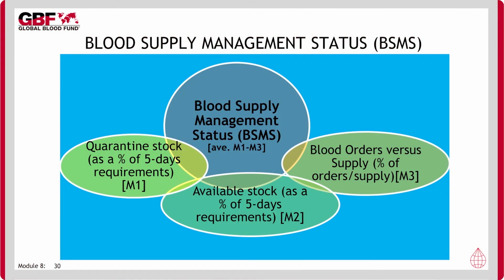The key challenge for donor recruitment and management staff is to avoid shortage or excess blood products. Therefore, it is essential to be able to readily understand whether activity should be scaled up, maintained, or scaled down. This is Zimbabwe's approach to decision-making in this area. The overall blood management status comprises the level of blood stock in quarantine, units available, and the outstanding blood orders versus blood supplies.